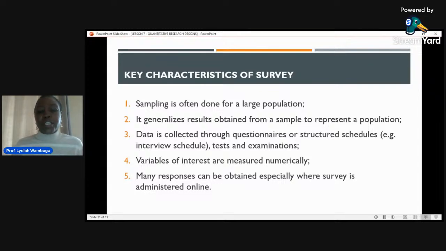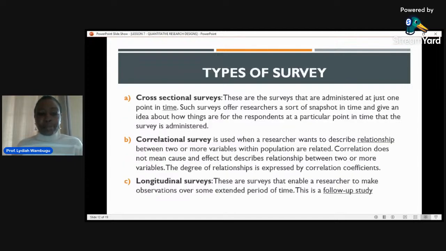We had mentioned this. These are instruments that will not allow you to probe. There is no probing. It is not like an interview guide. This one is an interview schedule, a structured interview. Variables of interest are measured numerically. We explained that once you collect data concerning a variable, you convert it into numbers. And then many responses can be obtained, especially where the survey is administered online.